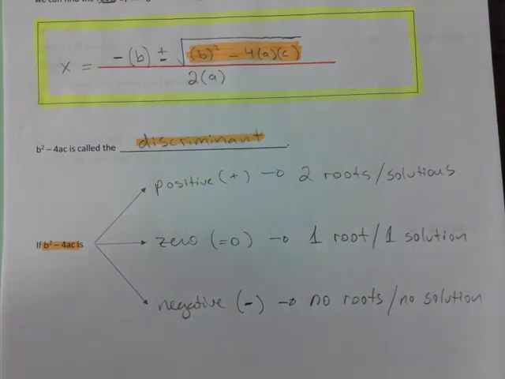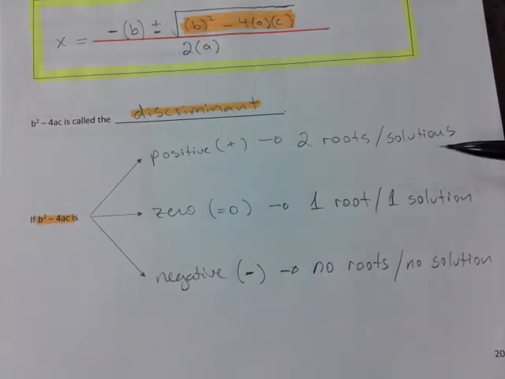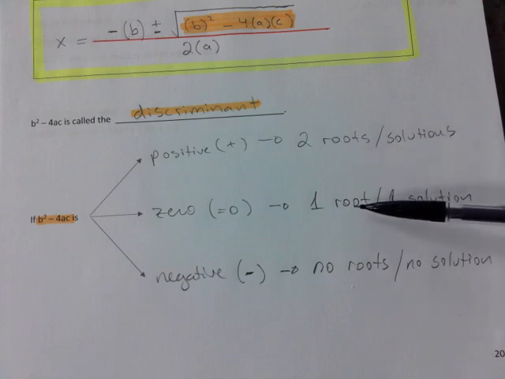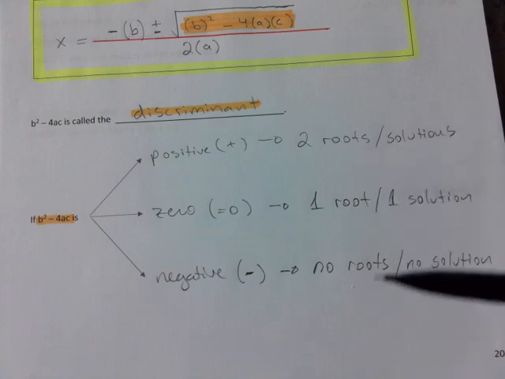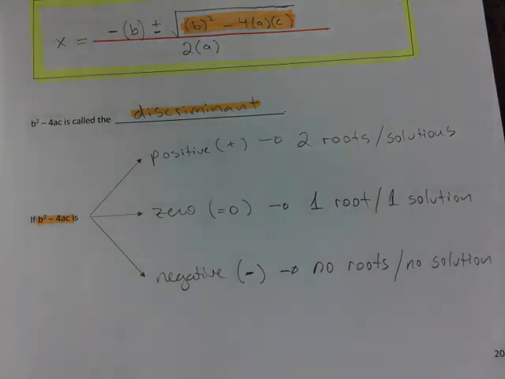Okay, so it basically tells you that in this scenario, you're guaranteed that the parabola is going to cross the x-axis twice. It's going to cross it once, exactly where the vertex is. It's not going to cross the x-axis. So it's a different way of looking at it without graphing. You're not graphing here, you're just plugging in numbers.